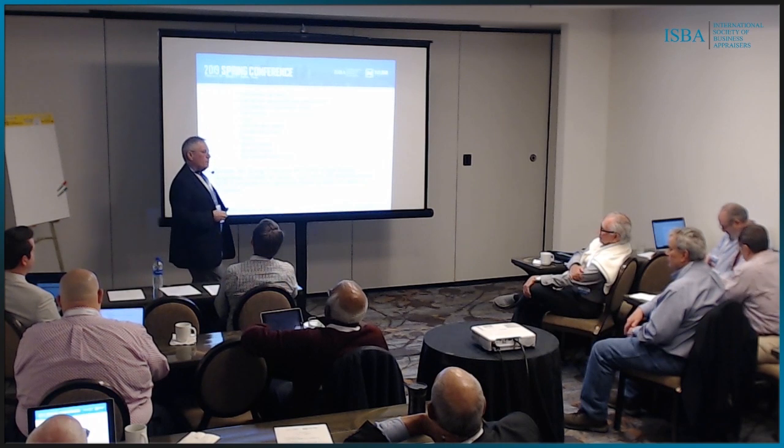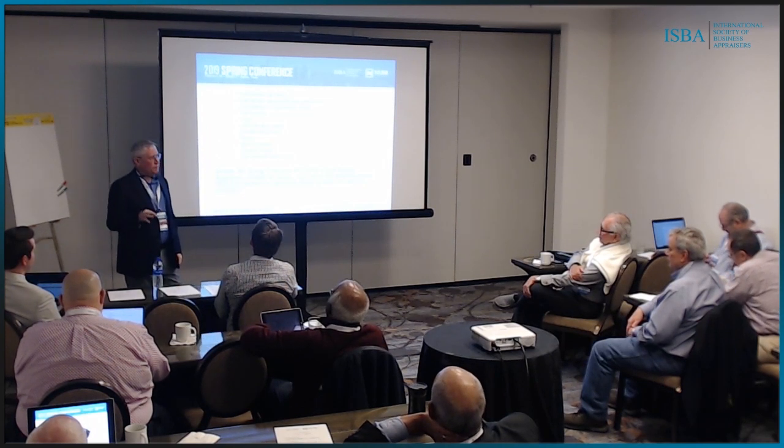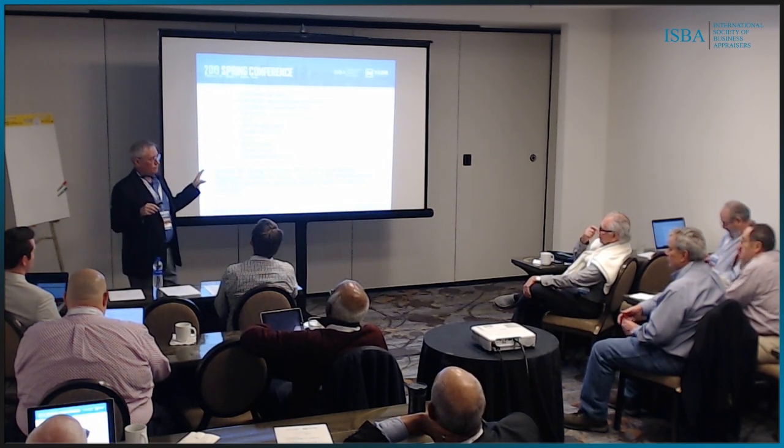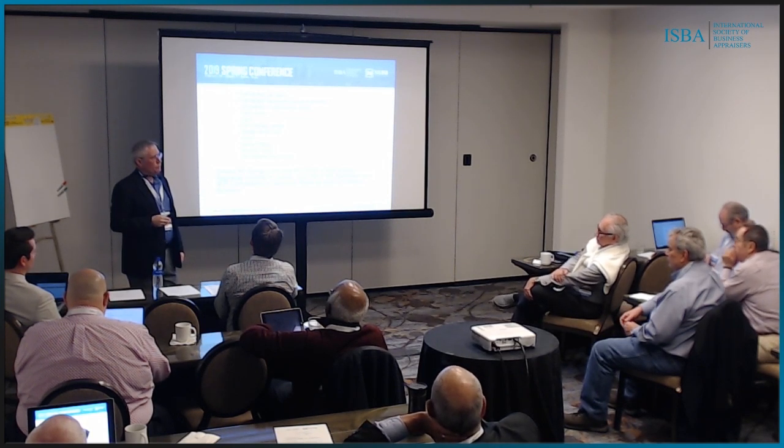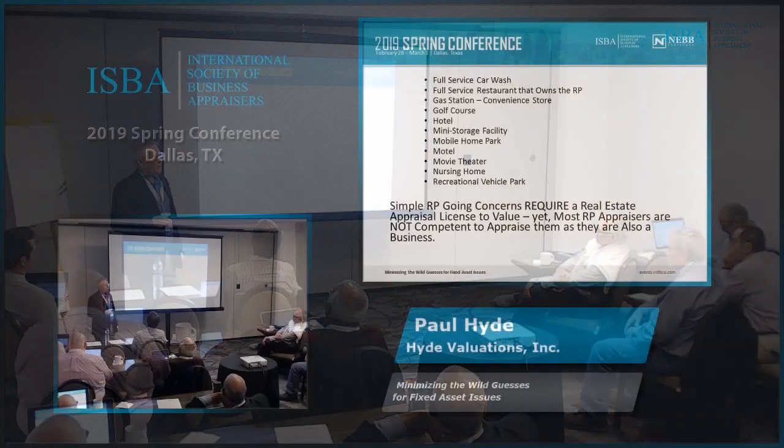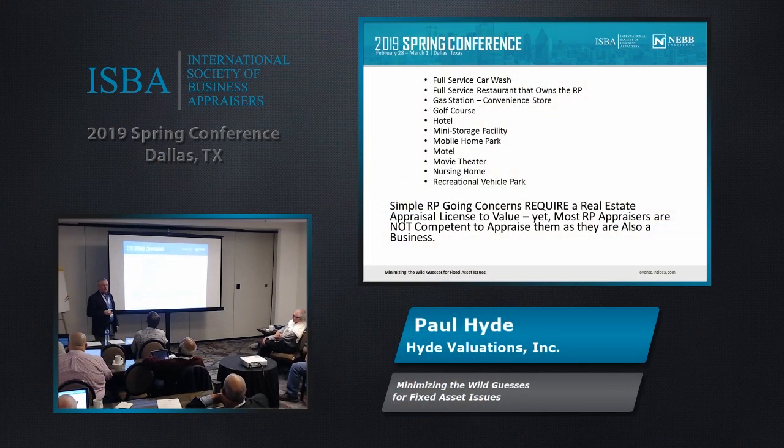Now, if you get asked to do that, you're going to have to find a real estate appraiser that's competent to do the real estate, and then you can do the business part. What do you need from the real estate appraiser? You need the market lease rate. What could the golf course real property be leased for? So you can put it into your business value as an expense. If you can't get that, you can't do your job.